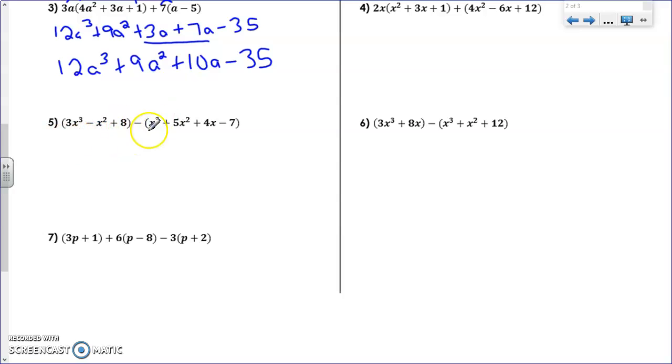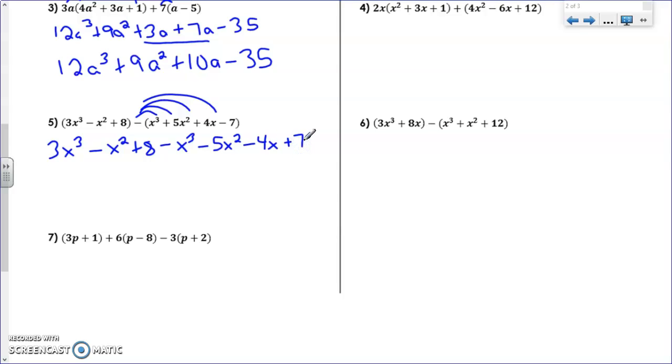All right, in this one we have a subtraction sign. So we're going to bring the first one down. And then we're going to distribute that negative, so everything after the sign will change. Does that make sense? And now we're ready to combine like terms.